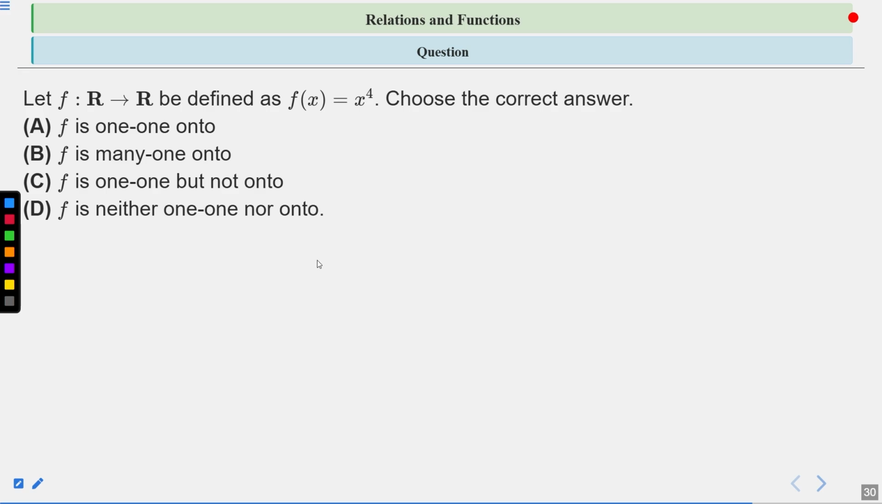Now this question: a function from R to R defined as f(x) equals x raised to power 4. We have to choose the correct answer. Option A says f is one-one and onto. B says many-one and onto, many-one meaning not one-one. C says one-one but not onto. And D says neither one-one nor onto. You'll have some seconds to try this problem, then afterwards we will move on to the solution slide. So your time starts now.